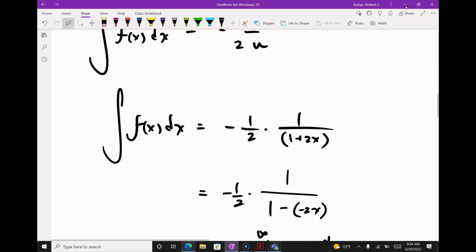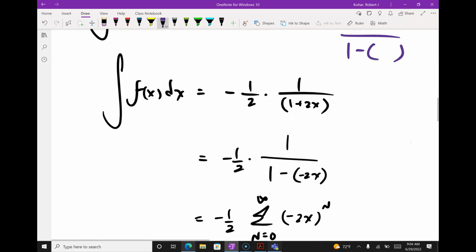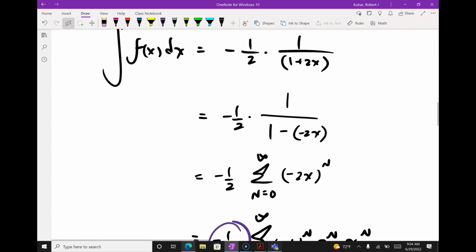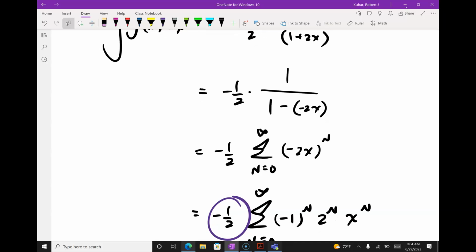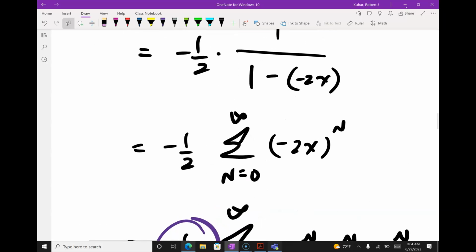So then I see I have something that looks like what I want. Remember what I want, right? And so I see that I'm going to put in that -2x into my summation notation, into my series. So far, okay to here?